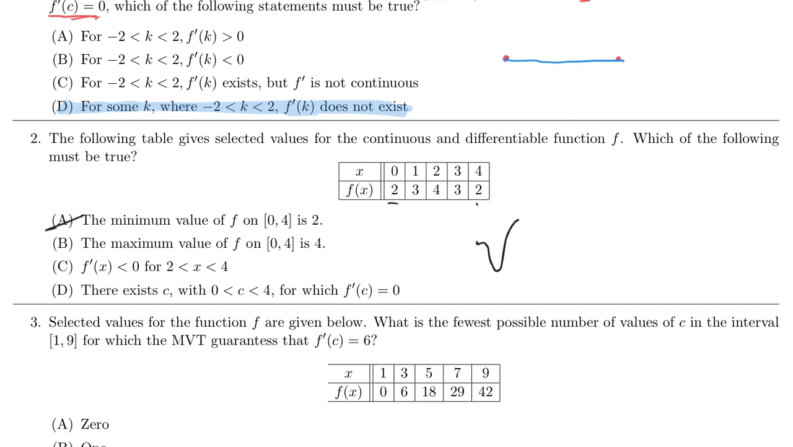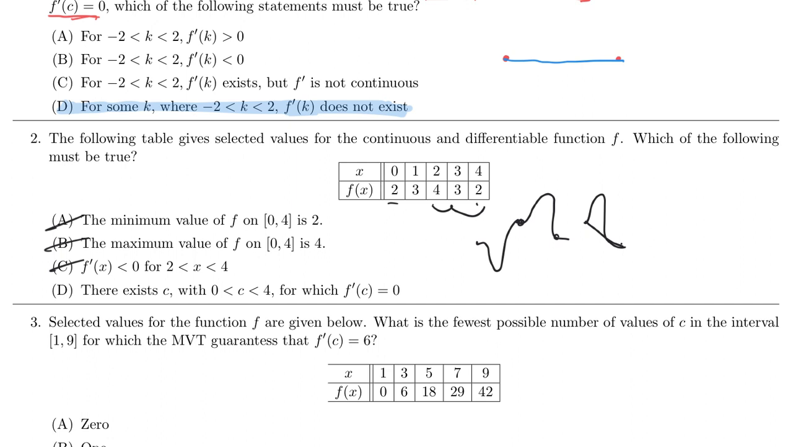B, the maximum value is 4. We see 4 is the biggest number in the table, but for the same reason, it could go up and then back down before it comes back to 3. So for the same reason, B is out. C, f prime of x is less than 0 between 2 and 4. From 2 to 4, we see it goes 4, 3, 2, which means it's decreasing, which means the derivative is negative. But again, for all the same reasons, we don't know what's happening between that 4 value and that 3 value. It could go straight down and be decreasing, but it could also go up and back down. So we don't know the derivative is negative for everything.